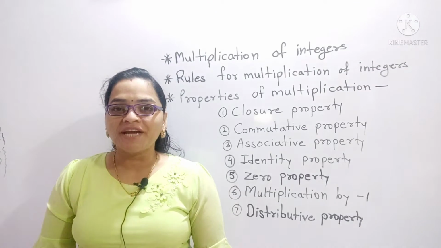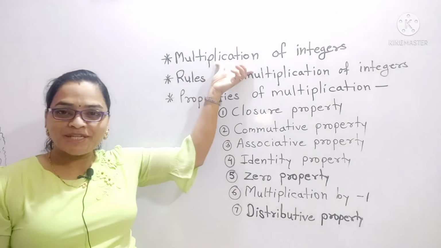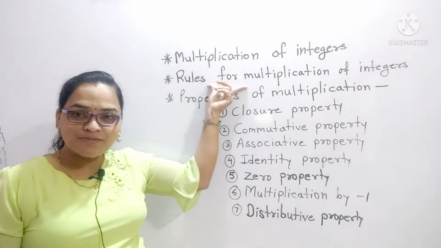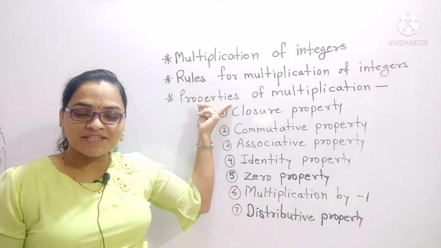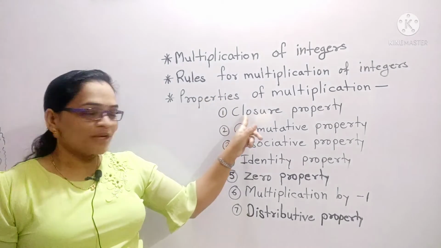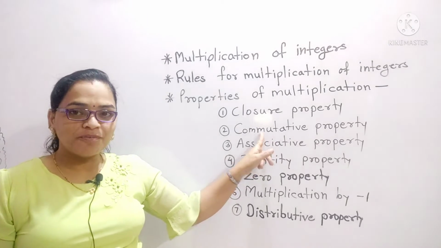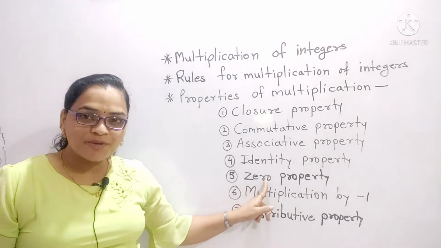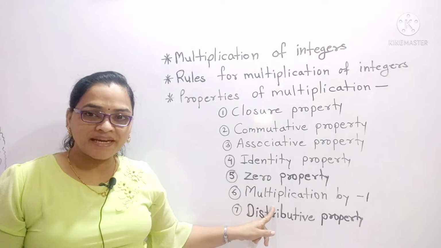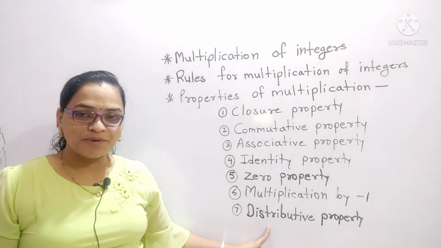In this video, we are going to discuss multiplication of integers, rules for multiplication of integers and properties of multiplication. Which properties? Closure property, commutative property, associative property, identity property, zero property, multiplication by -1 and distributive property.